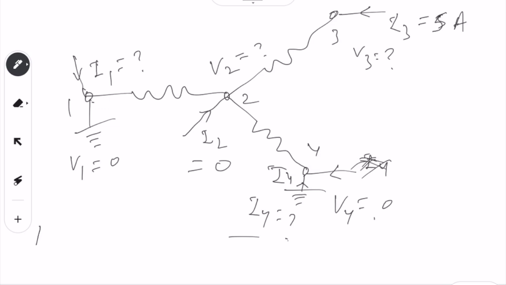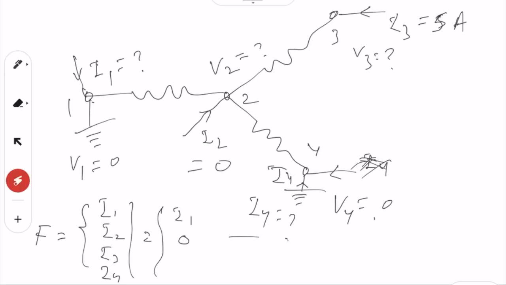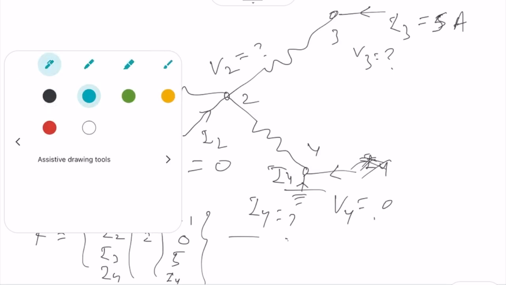Force vector, you know, is the current basically. It will be I1, I2, I3, I4, which is equal to I1, we don't know, so we write I1; I2 here is 0; I3 is 5 ampere, which is coming into the system, so let us write 5 here; and I4, this one, we don't know, we have to find out. So we write I4 here.